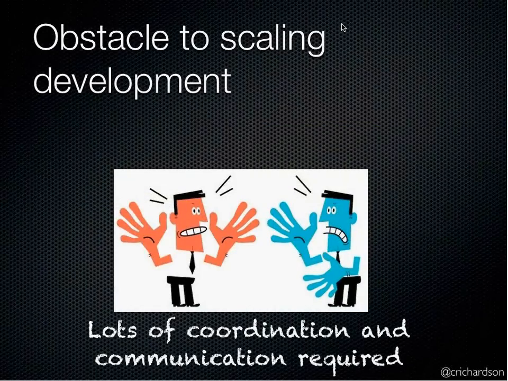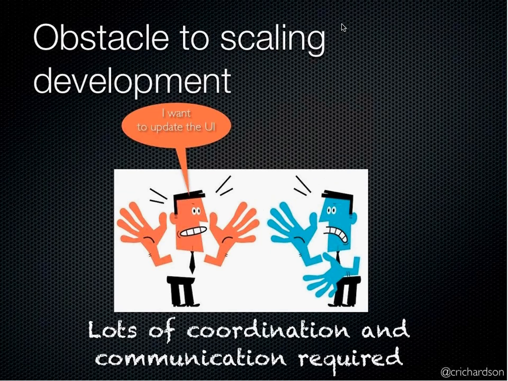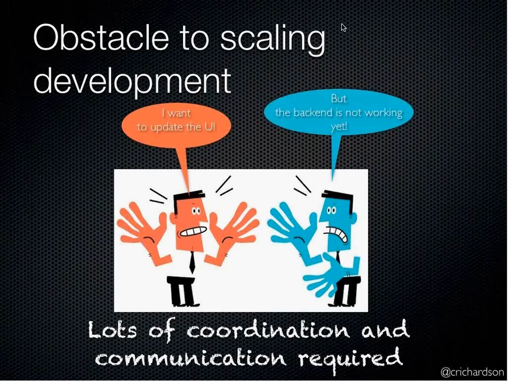So you could easily imagine a scenario where the UI team is ready to push their changes into production, but it turns out that the back end is not working because of some bug that was committed. And so there's a lot of back and forth and coordination and communication, and teams can't work independently as much as they want to.